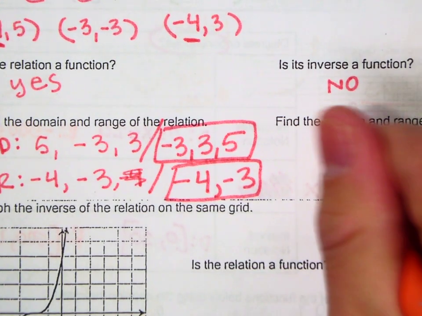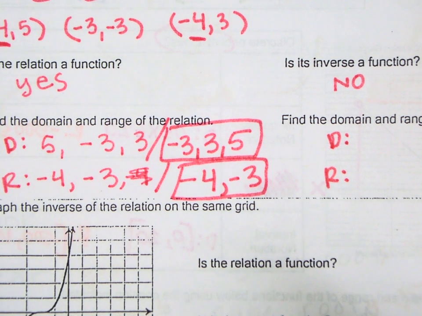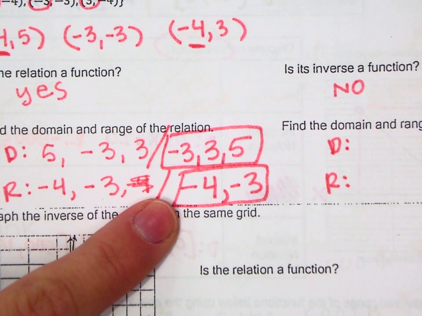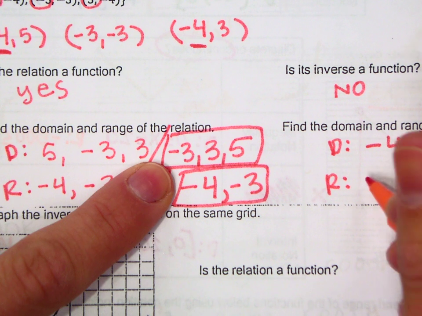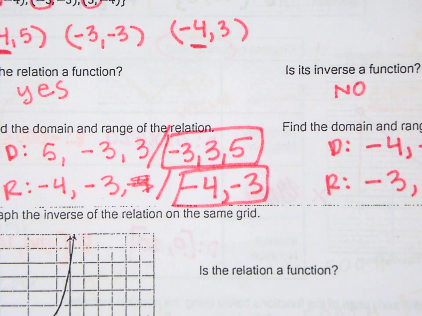Okay, so the domain and the range of the inverse, you don't even need to really look at the points again, because since the x and the y switch, your domain and range are going to switch. So the range is going to turn into the domain, and your domain is going to turn into the range.